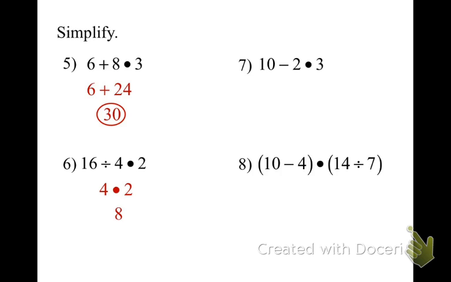Number 7. Hopefully you did 2 times 3 is 6. 10 minus 6 is 4. Last, 10 minus 4 is 6. 14 divided by 7 is 2. We're going to then multiply those. We get 12.